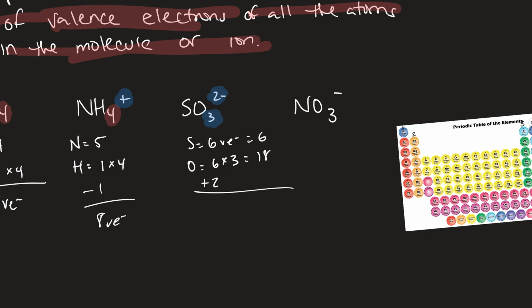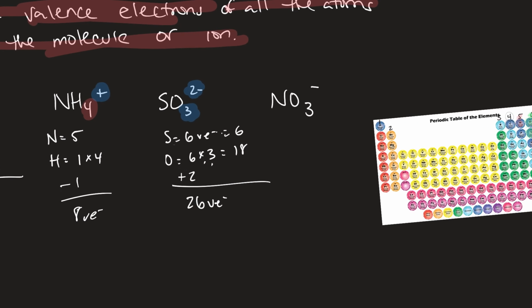So 6 valence electrons from sulfur, 18 from our 3 oxygens. So 6 plus 18 gives us 24. You add the 2 more, and so now we have a total of 26 valence electrons in this case here. All right, now let's look at the last one.